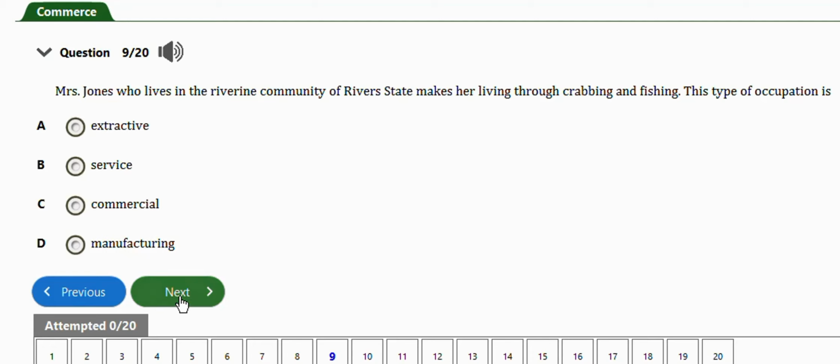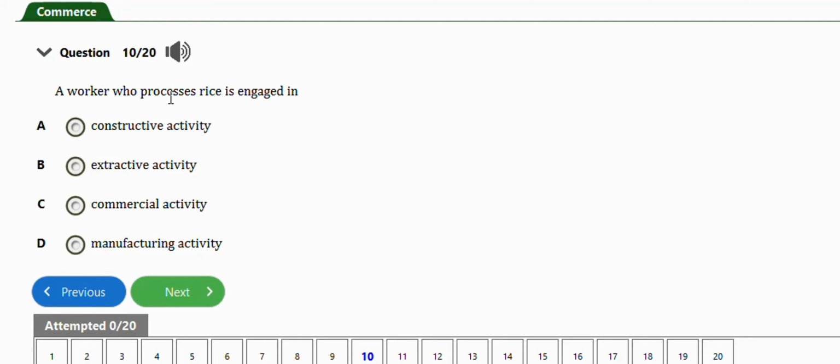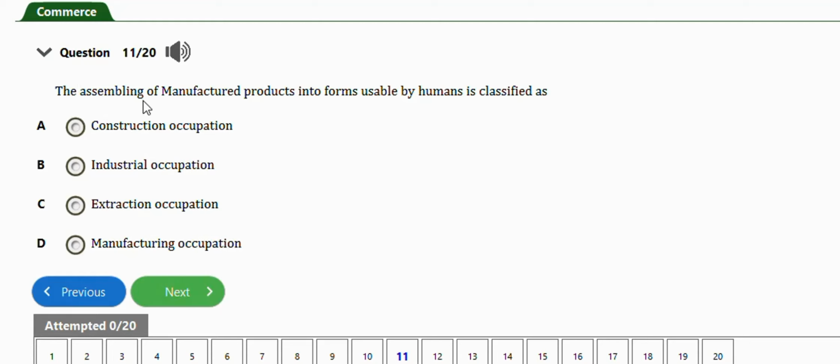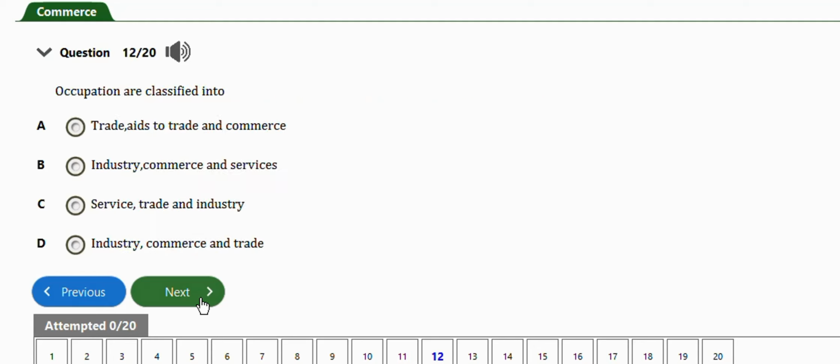The next question is this one. It says a worker who processes rice is engaged in manufacturing activity. Okay, next question. The assembly of manufactured products into forms usable by human is classified as, we have construction occupation, industrial occupation, extraction occupation, manufacturing occupation. So assembly of manufactured products into forms usable by human is classified as construction occupation. Okay, option A. Next question.